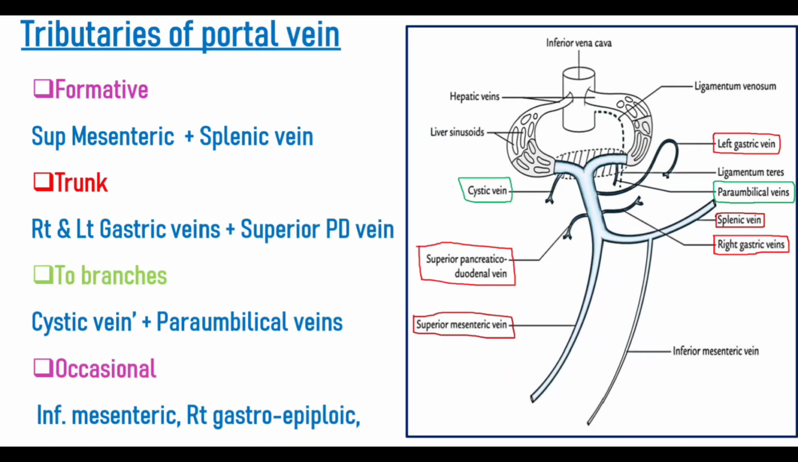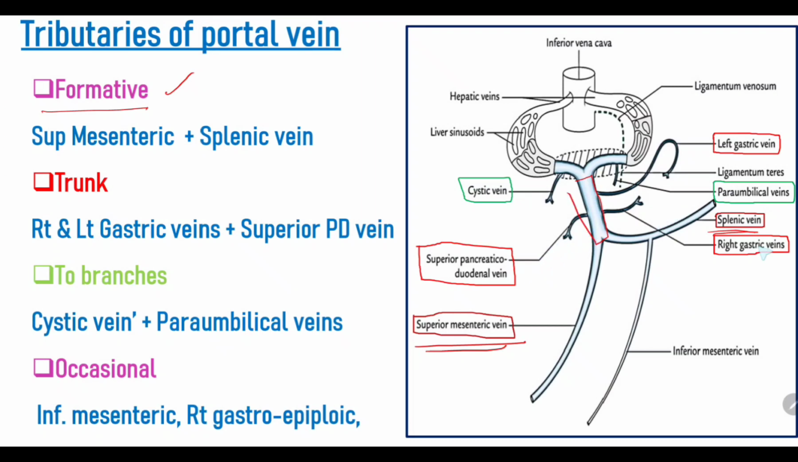What are the tributaries of portal vein? Let us see in detail. The tributaries can be formative tributaries, that means how it is formed. So here mainly we have the superior mesenteric vein and the splenic vein. These two are the formative tributaries. This is the trunk of the portal vein.